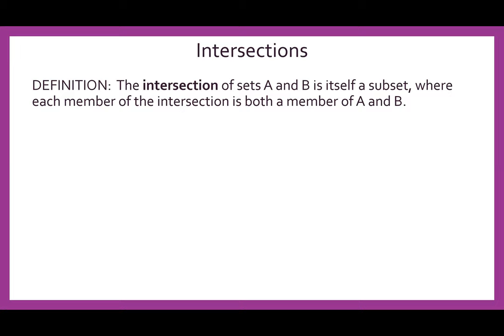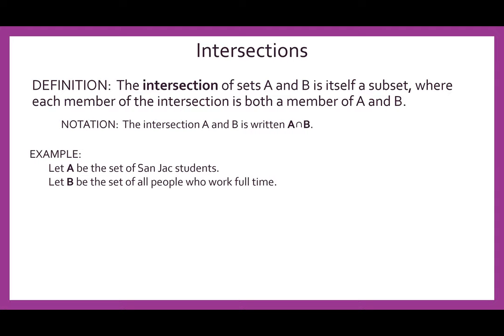Intersections. Intersections require two sets. If you have set A and set B, then the intersection is itself a subset where each member of the intersection is both a member of A and of B. The notation here is the upside down U. So let's look at this example where A is the set of San Jacinto students and B is the set of all people who work full-time. If I take the intersection of these two sets, then any member of this set, A intersect B, has to be a member of set A, meaning that they're a San Jacinto student, and they also have to be a member of set B, which means they also have to work full time. So A intersect B is the set of all San Jacinto students who work full time.